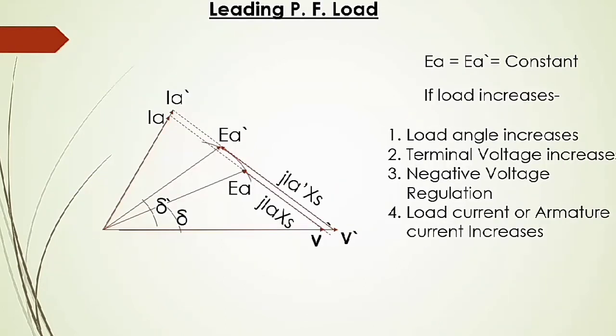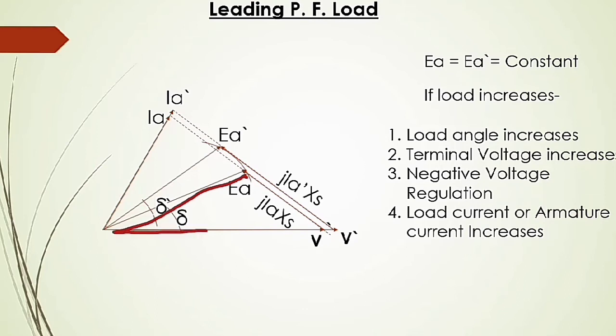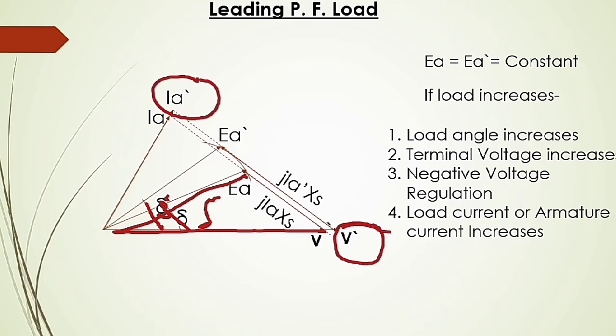The next one is the leading power factor load. In a leading power factor load, the EMF is constant. The first thing is the same for any type of load. Then the second one, here we see the trajectory of EMF. If we increase the load, from this del value to del dash, the terminal voltage increases, and the armature current also increases. In the previous two cases, unity power factor or lagging power factor load, the terminal voltage decreases, but in leading power factor load, terminal voltage is increasing. That is the difference actually.